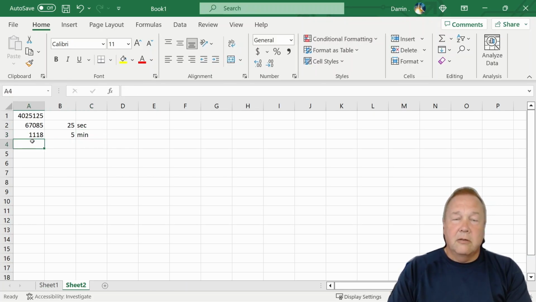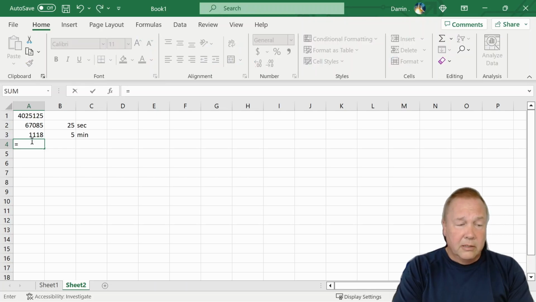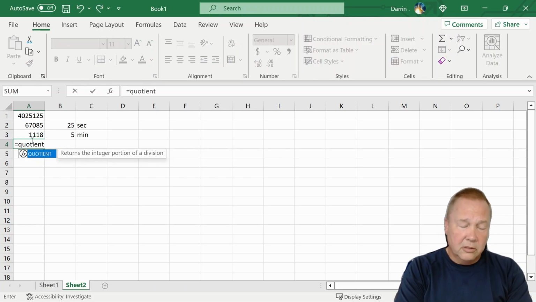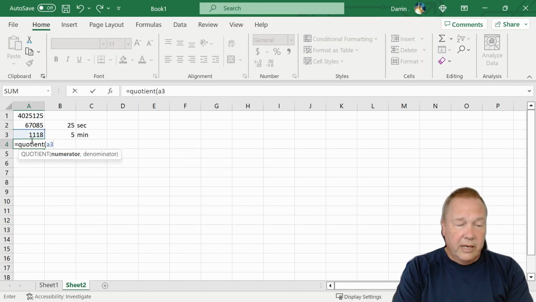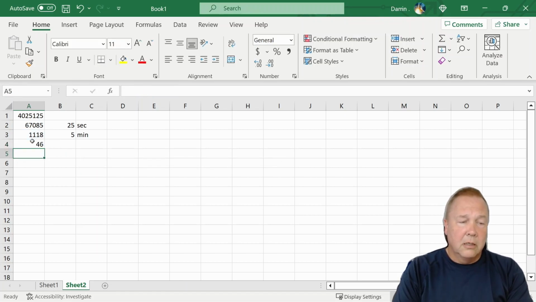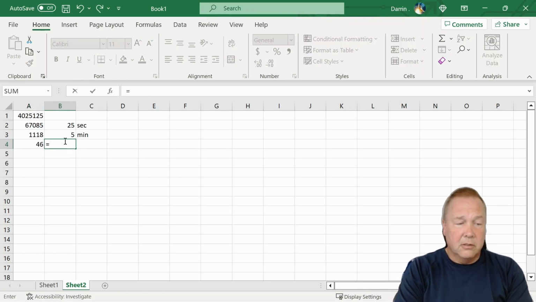Okay, well, 1,118 hours is still an awfully big number, so let's break this down into days. That one is QUOTIENT A3. There are 24 hours in a day, last time I checked. So we got 46 days. And how many hours? You've probably guessed by now, equals MOD A3 24.